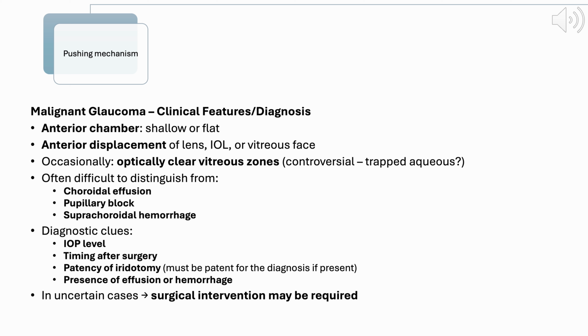Again, malignant glaucoma presents with a shallow or flat anterior chamber and anterior displacement of the lens, intraocular lens, or vitreous face. Occasionally, optically clear zones may be seen in the vitreous, though this remains controversial. It is often difficult to distinguish from choroidal effusion, pupillary block, or suprachoroidal hemorrhage. Helpful diagnostic clues include the IOP level, the timing after surgery, confirmation of a patent iridotomy, and whether effusion or hemorrhage is present. In uncertain cases, surgery may be necessary to establish the diagnosis.